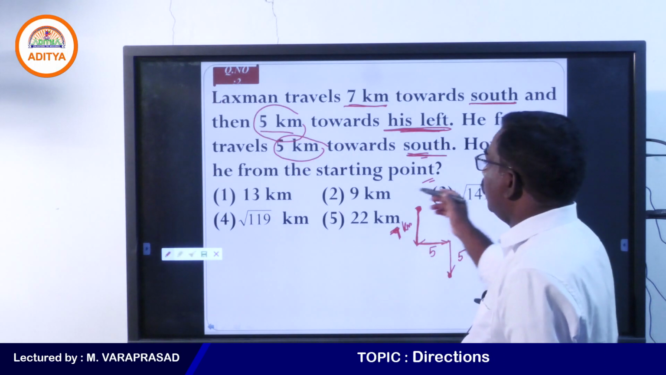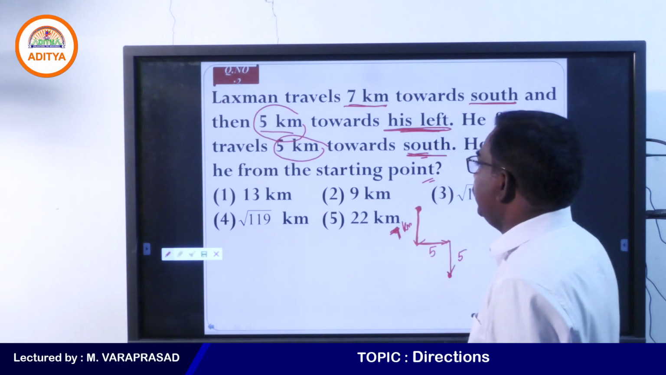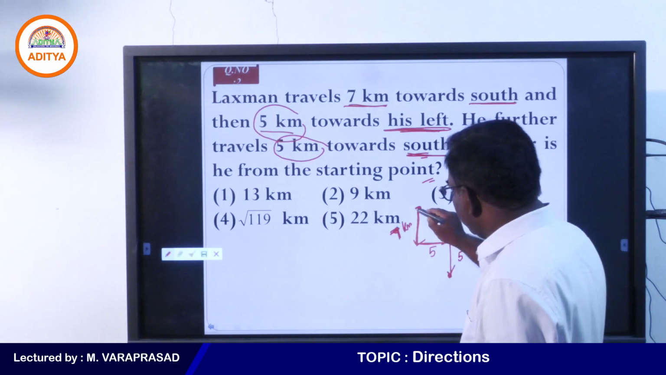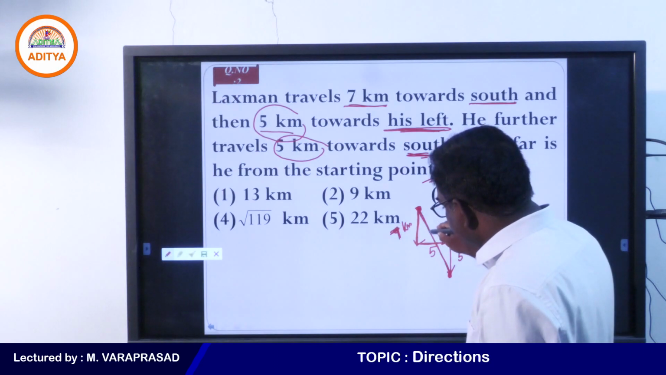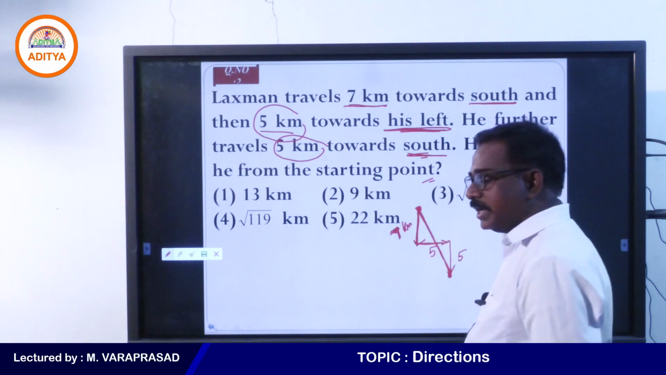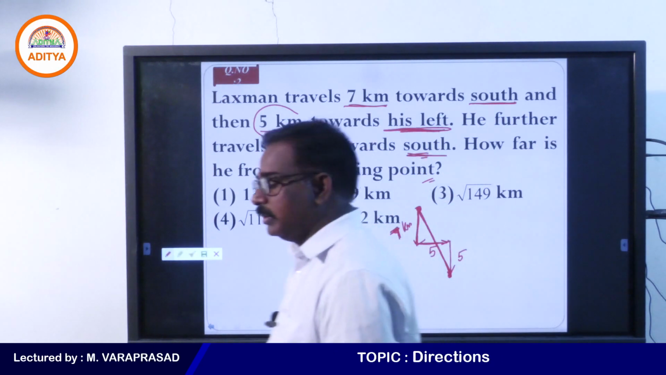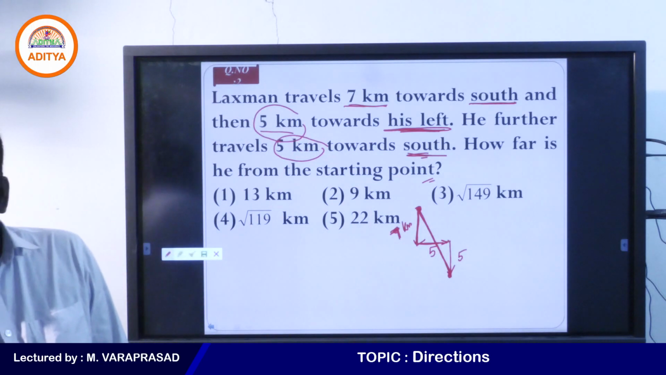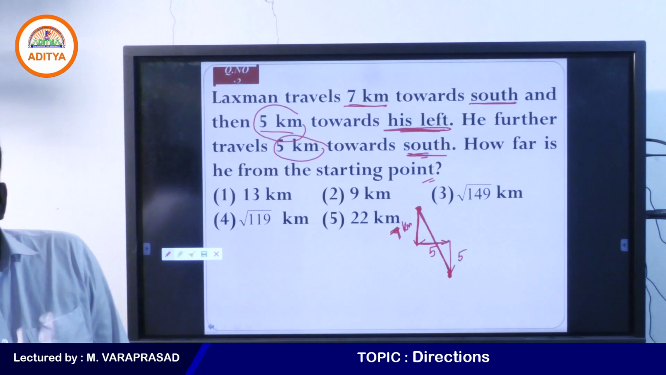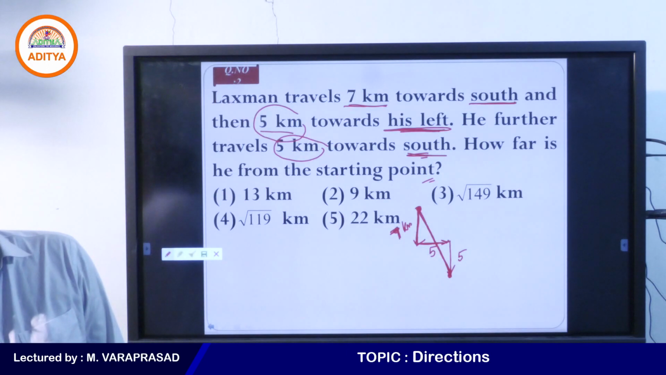Now, how far is he from the starting point? From the starting point, how far is he? This distance is being asked. Yes, my students, what answer will you get? I have drawn the diagram. Let me know. Option number 1, many are writing it. Yes, Lalita, very good.